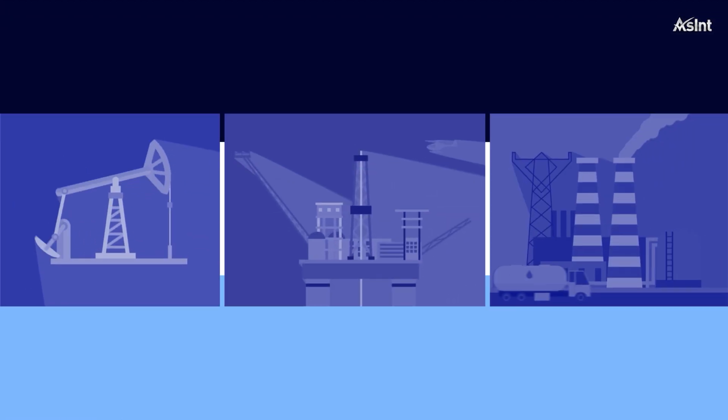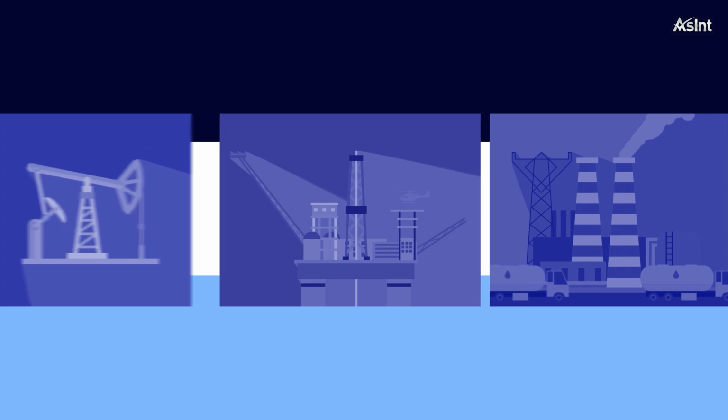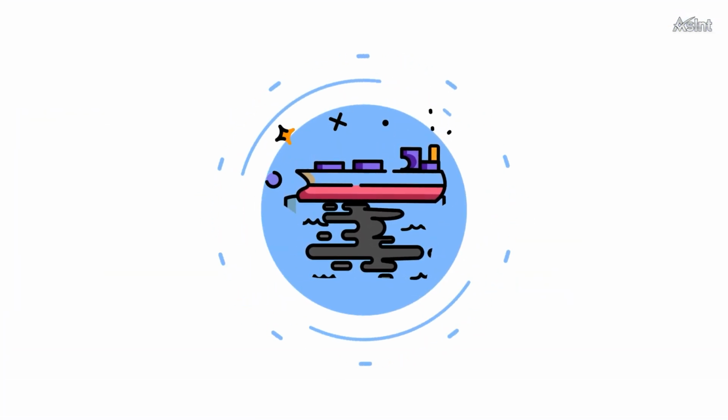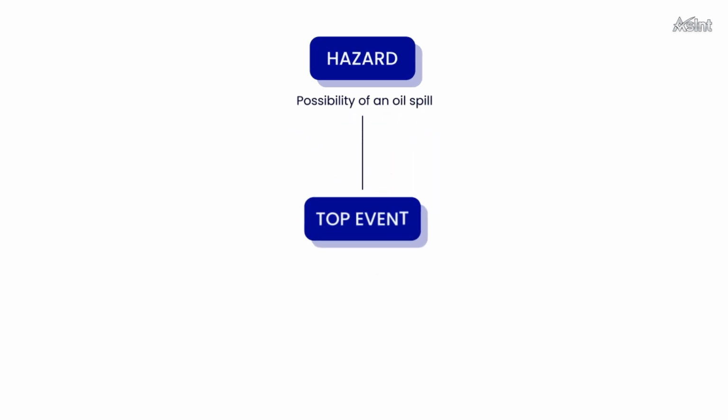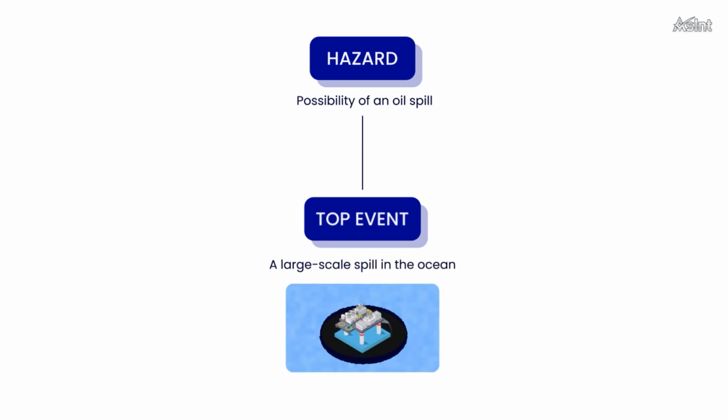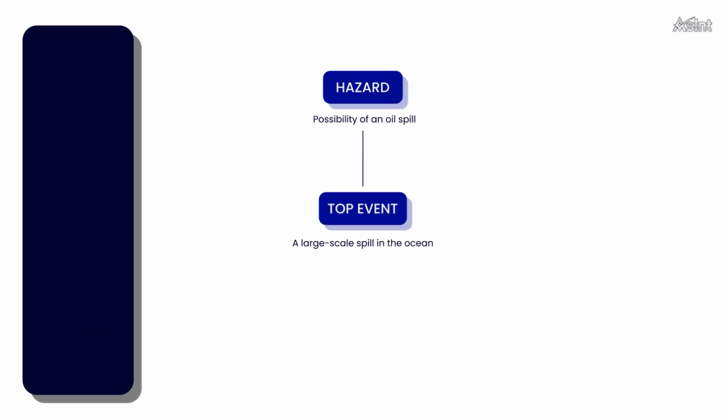Let's break it down using a scenario straight from the oil and gas sector. Managing oil spills. At the heart of our diagram is the hazard. Here, it's the possibility of an oil spill during drilling. Beneath it sits the top event, a large-scale spill in the ocean. Now, let's see what's cooking on both sides of this diagram.